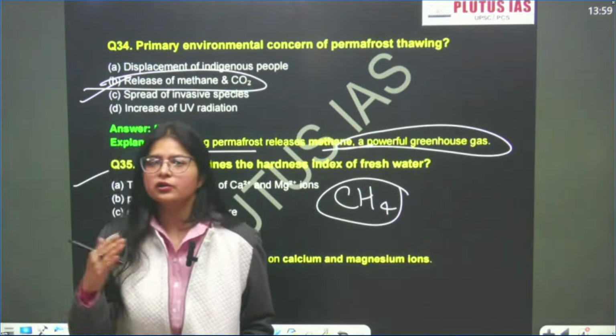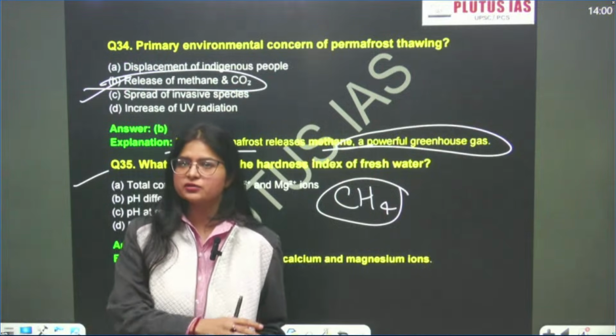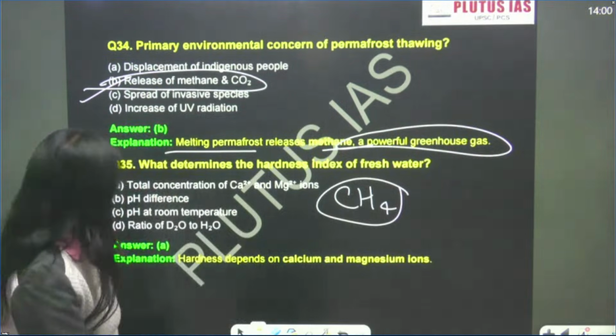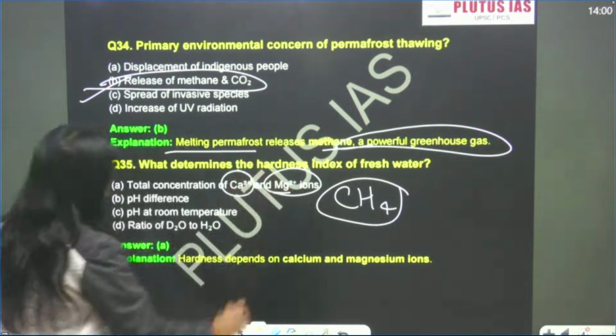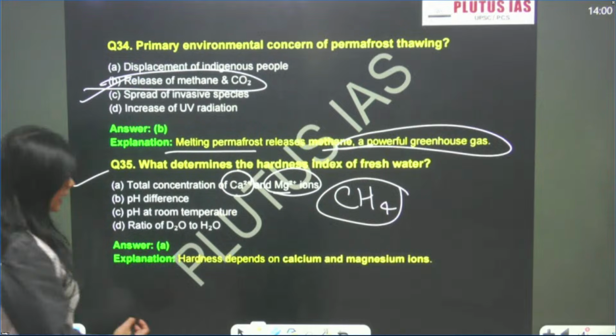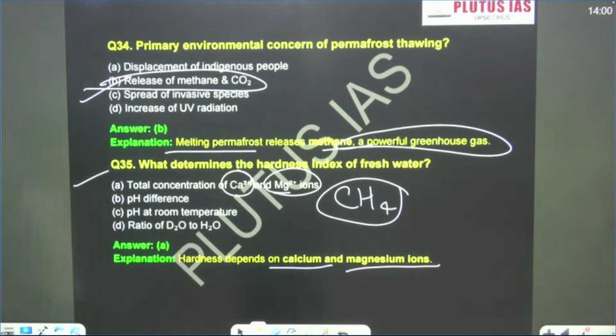So the more salt content means they are more brackish or towards saline, and if they have less salt content, definitely they are fresh water. Now if you see fresh water, the concentration of Ca2+ and Mg2+ is definitely more, right? So hardness depends upon two important factors, which are calcium and magnesium ions.